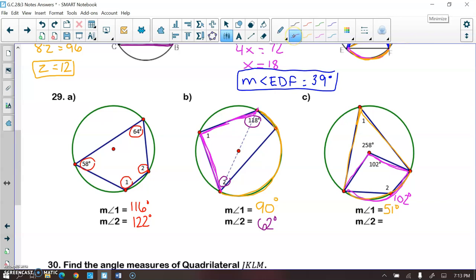Now, angle 2 is an inscribed angle that intersects this arc, which is the rest of my circle. So if I do 360 minus 102, that leaves me with that whole arc being 258 degrees. And angle 2 is an inscribed angle, so doing 258 divided by 2 leaves me with angle 2, which is 129 degrees.